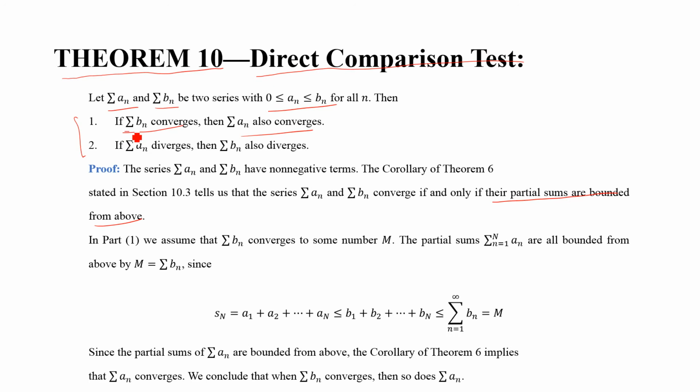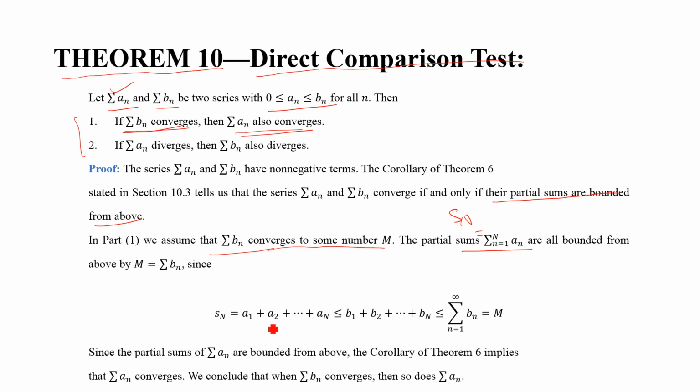Alright. So in part 1, what is given in this case? Given is that sigma bn converges. If sigma bn converges, we have to prove that sigma an also converges. So let's assume sigma bn converges, and if it converges, then it must have some value. So let it converge to the number N. Now, what is the relation between sigma bn and sigma an? Let's consider a partial sum of this series an. So let Sn be the partial sum.